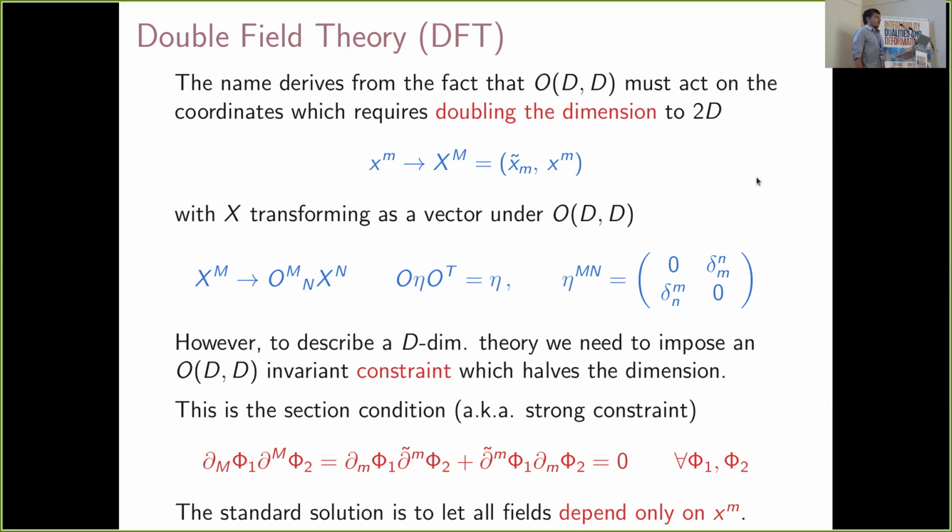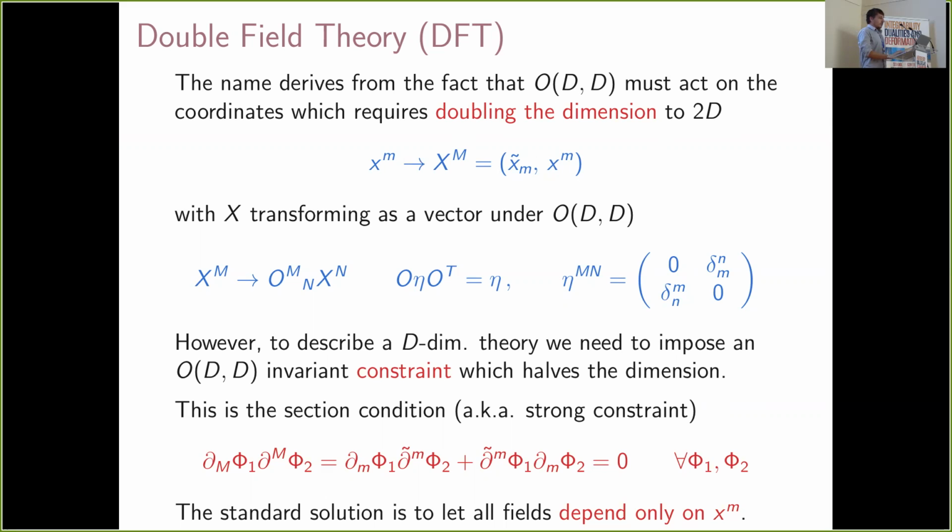Now, the name double field theory comes from the fact that this O(D,D), or O(10,10) if we take the superstring case, has to act on the coordinates. And that means that you need to double the number of coordinates that you have from D to 2D. So from 10 dimensions, you have to go to 20 dimensions. So we have to replace our coordinates with this lowercase x by this big X with the capital M index, which runs over 2 sets of coordinates, the usual ones, x with an upper index, and then x tilde with the lower index, which is sometimes called the dual coordinates.